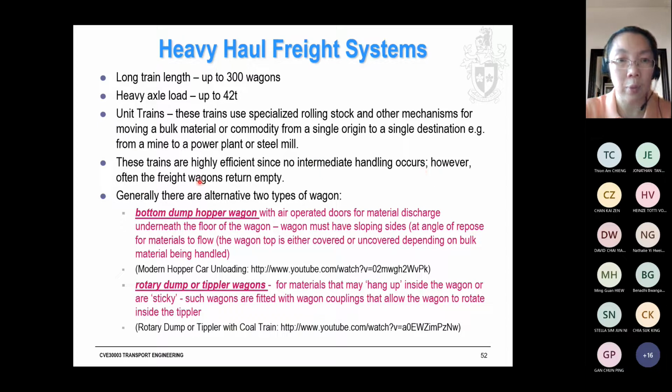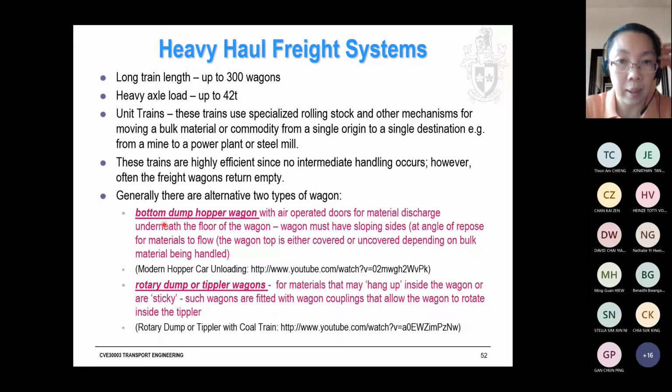However, often the freight wagons return empty because it's one direction. Let's say from a mine, you load it and then it moves to a processing site, either a power plant or a steel mill. Then you unload it at this location, and it goes back to the mine again. Then it's empty. But it's efficient because it's really meant for that purpose.